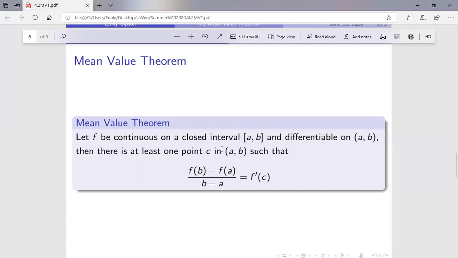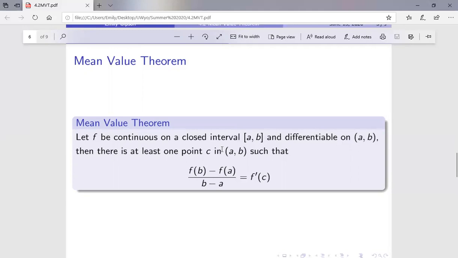So let f be continuous on a closed interval a to b and differentiable on the open interval a to b. So now anytime we start a problem like this, we want to make sure that our function is continuous and differentiable on the interval a to b. Then, as long as these two facts hold, there is at least one point c within the open interval a to b such that f of b minus f of a divided by b minus a equals f prime evaluated at that point c.